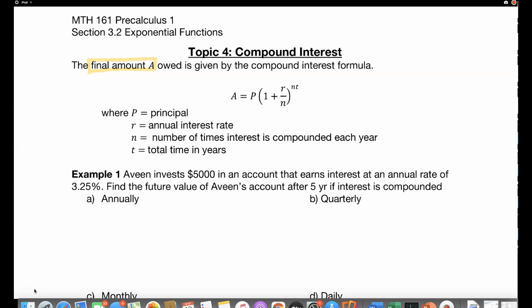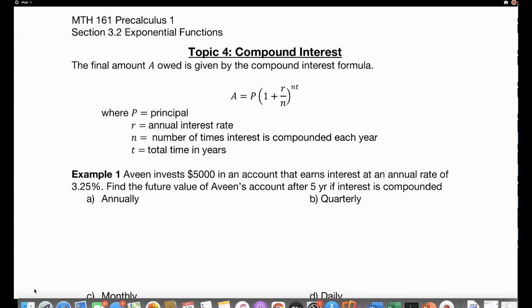What's next? P is the principal, the amount of money that I invested in the beginning, the beginning amount. And R is the annual interest rate, and that will be given to you. We just have to read the problem carefully. N is the number of times interest is compounded each year.